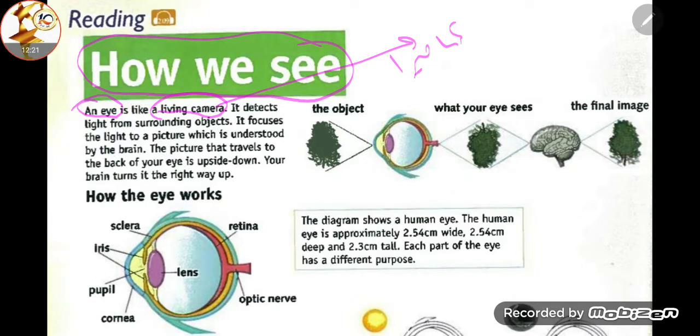It detects light from surrounding objects. We come to the word detect. What does detect mean? Things around us, the eye detects what? Detects light from these things.